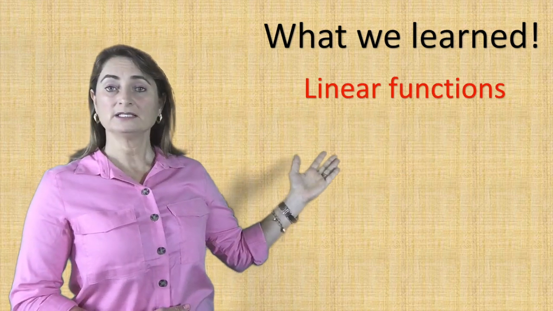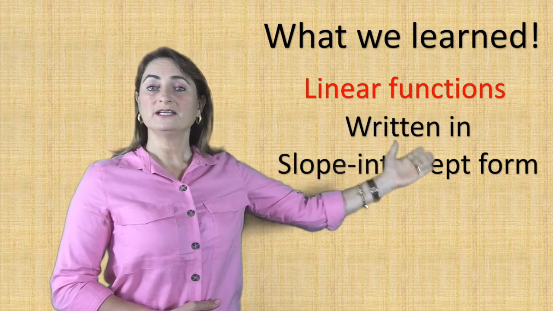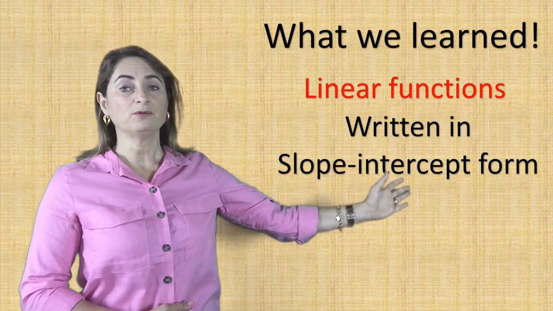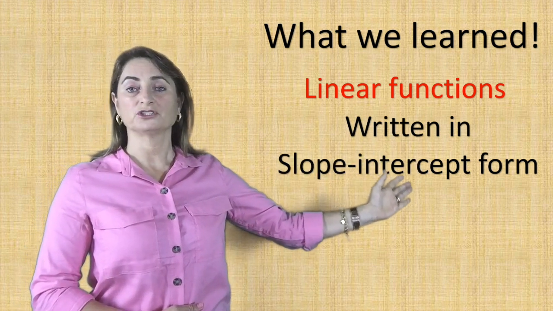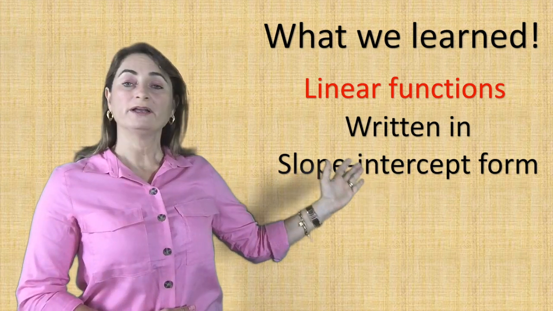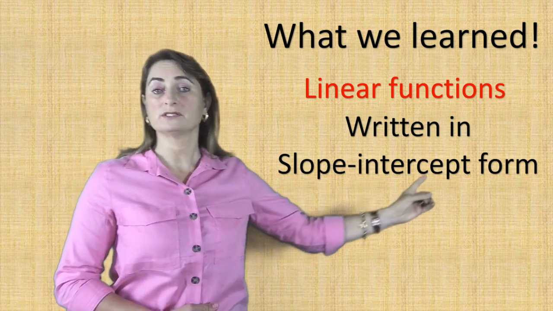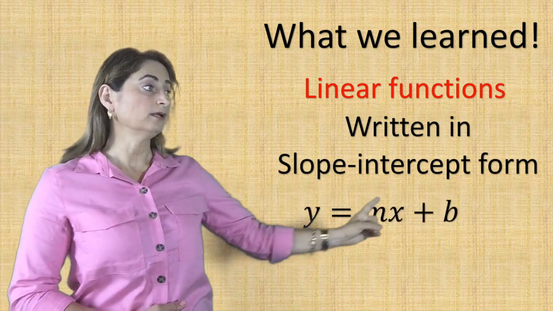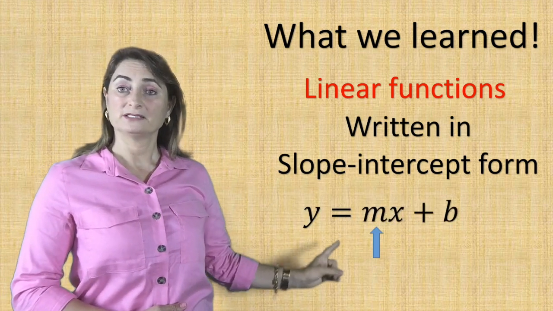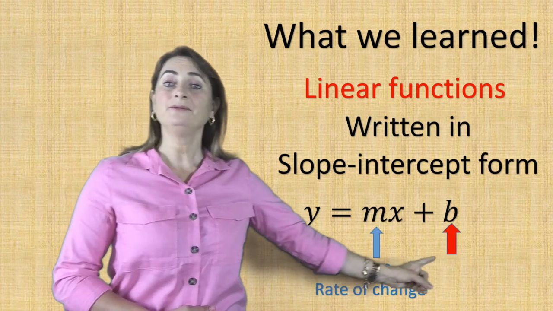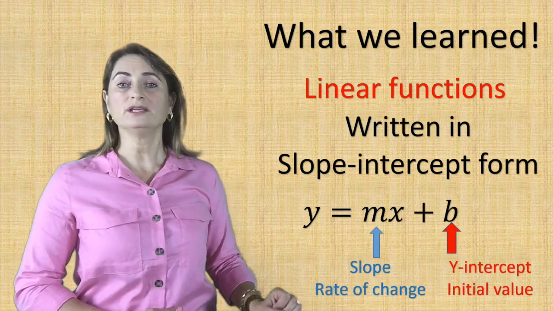Today we will build on what we learned before about linear functions. For today's lesson, linear functions are written in slope-intercept form, and by the way, this is not the only form a linear function can be written in. We can write it in different forms, but for today's lesson, we will focus on the slope-intercept form, which is y equals mx plus b. M is the slope or the rate of change, and b is the y-intercept or the initial value.